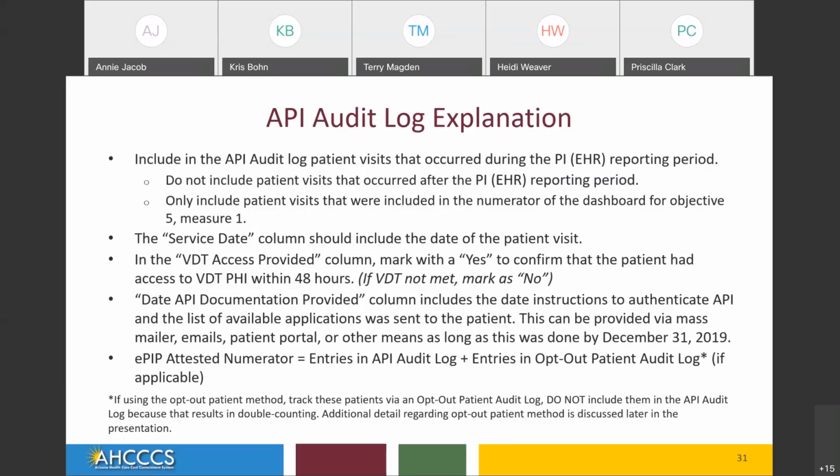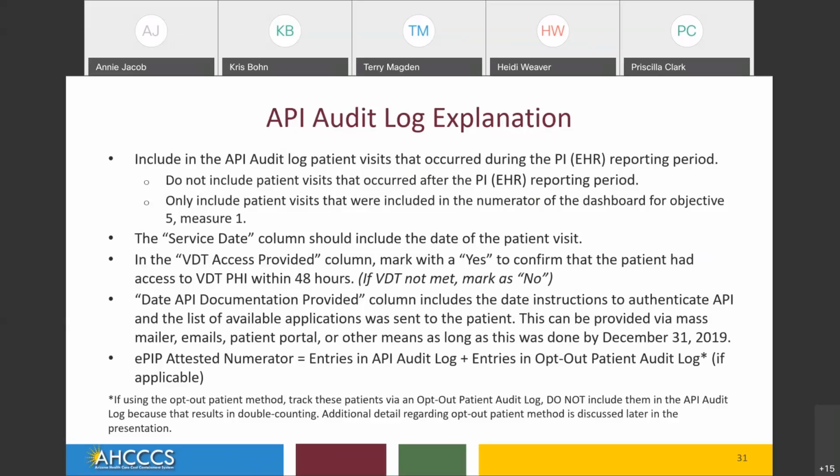In the VDT access provided column, mark with a yes to confirm that the patient had access to VDT patient health information within 48 hours. If VDT was not met, you need to mark that patient as no in that column. The date API documentation provided column includes the date instructions to authenticate API in the list of available applications were sent to the patient. This can be provided via a mass mailer, emails, patient portal, or other means, as long as this was done by December 31st, 2019.